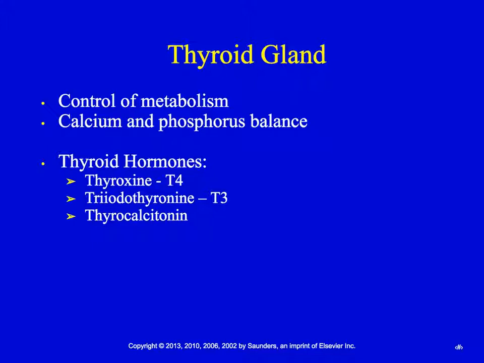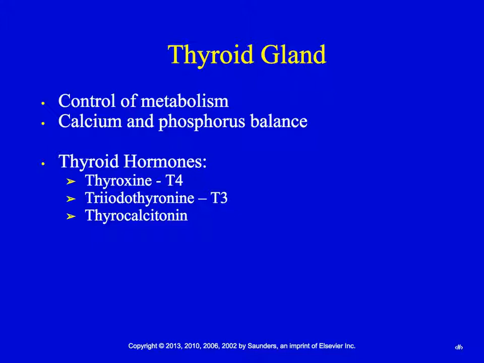T3, T4, and calcitonin are hormones that are secreted by the thyroid gland. Calcitonin we've talked about. Calcitonin is that hormone that actually causes a decrease in the bone resorption, which means it causes a decrease in the breakdown of bone. It decreases the amount of serum calcium levels.